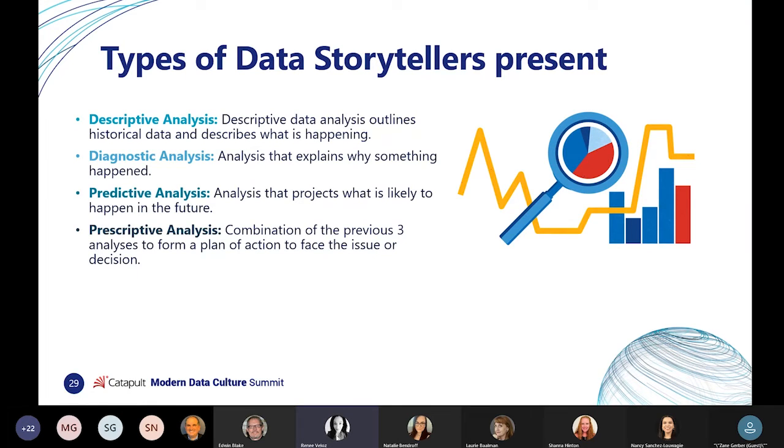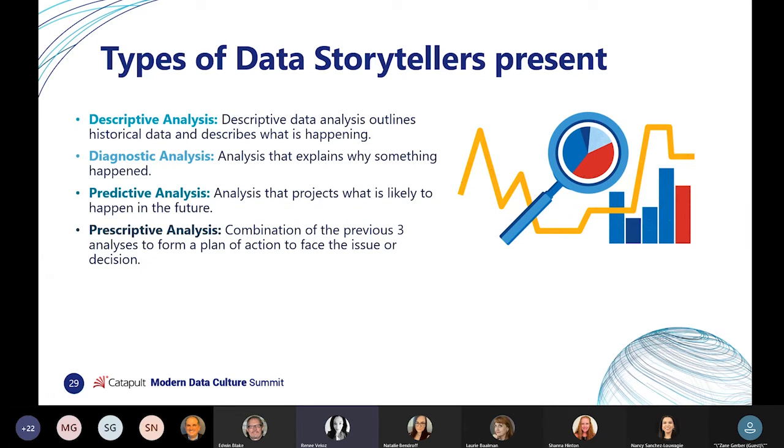So what kinds of data can storytellers present? There are different types of analyses that are usually done that you could be presenting. You could be presenting lots of types of data, but here are four main types. Descriptive analysis is outlining data and describing what's happening. This is snapshots. These are your KPIs, your revenue, your sales leads.